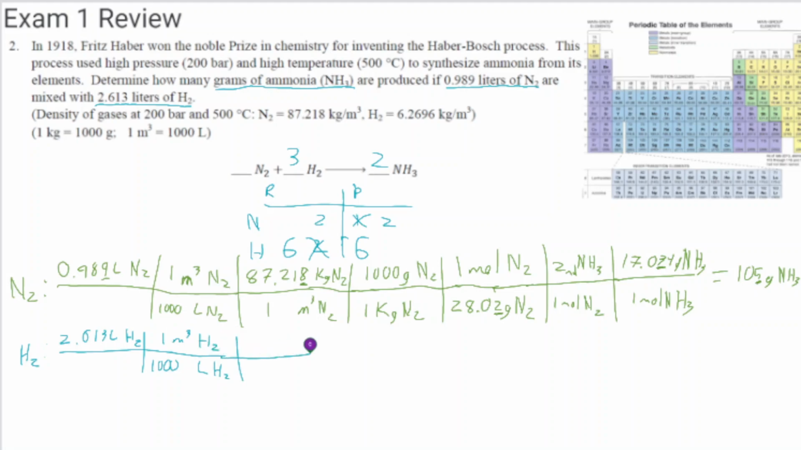Now I need to find something with cubic meters of H2. And now we're going to be looking at the density of H2. So over here we can see we have cubic meters of H2, and that's going to be equal to 6.2696 kilograms of H2. So let's go ahead and write that down on here. We have 1 cubic meter of H2 for every 6.2696 kilograms of H2.